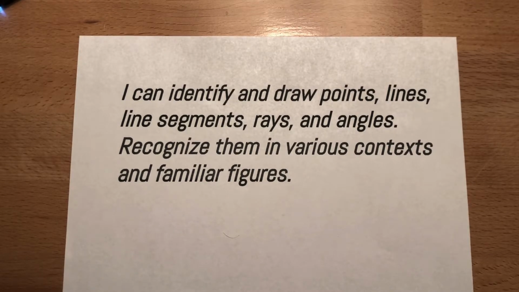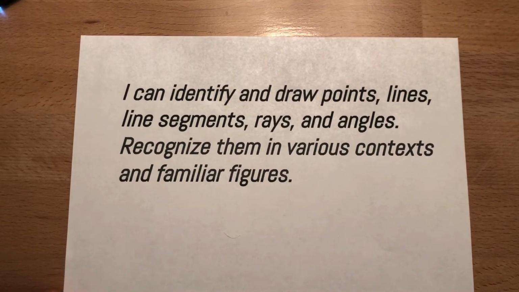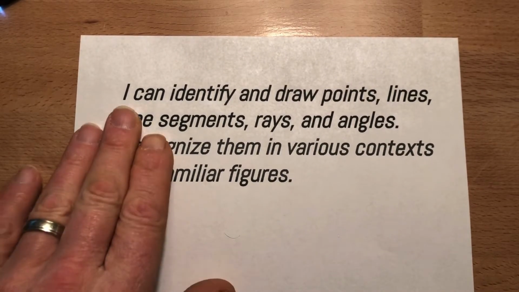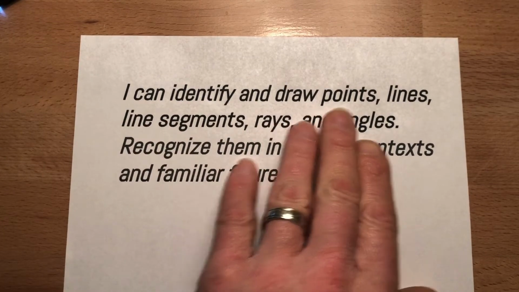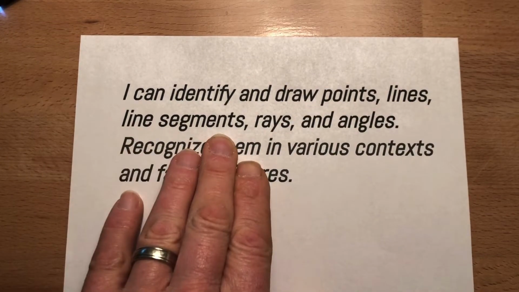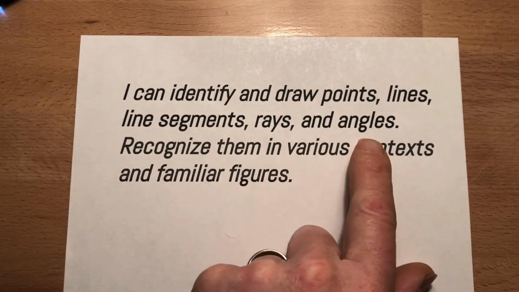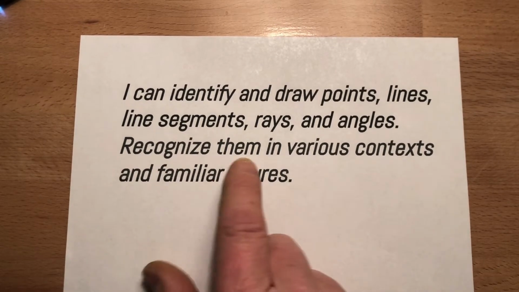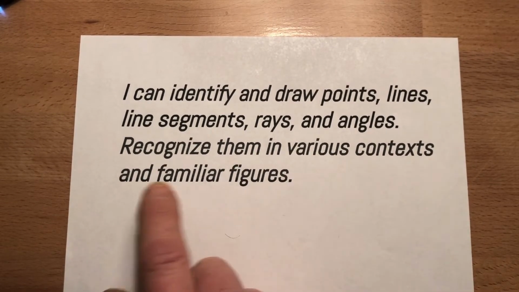All right, so we're going to move on today, and we're going to start our next unit in geometry here, okay? So this here is our I can statement. Let's jump into it. It says, I can identify and draw points, lines, line segments, rays, and angles. Recognize them in various contexts and familiar figures.